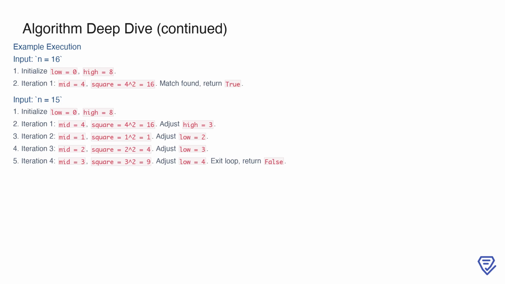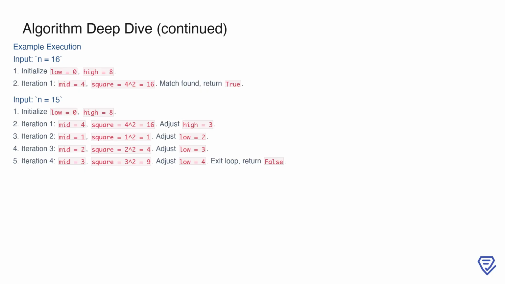Now, for an input like n equals 15, we again start with low equals 0 and high equals 8. In the first iteration, mid equals 4, and square equals 4 squared equals 16, which is greater than n. So, we adjust high equals 3. In the next iteration, mid equals 1, and square equals 1 squared equals 1, which is less than n, so we update low equals 2.